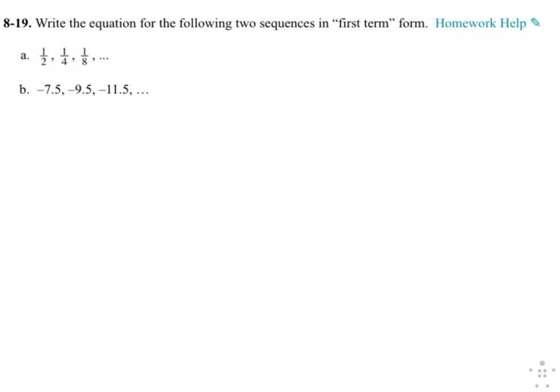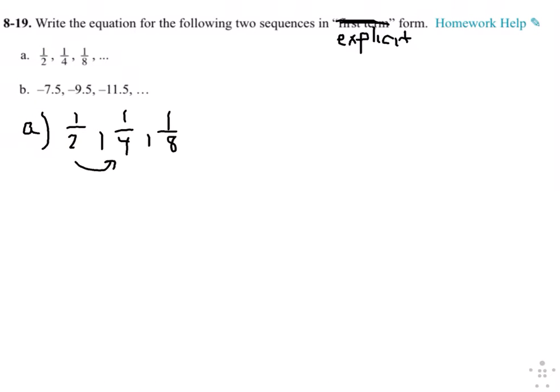Okay, for 819, it says to write it in first term form, and we're going to write it in explicit form, right? Explicit. So, let's take a look at A, right? A goes from 1/2 to 1/4 to 1/8. So we can see that we are multiplying by 1/2. So 1/2 is the multiplier.